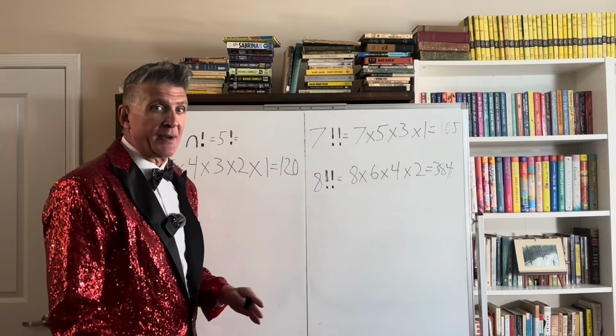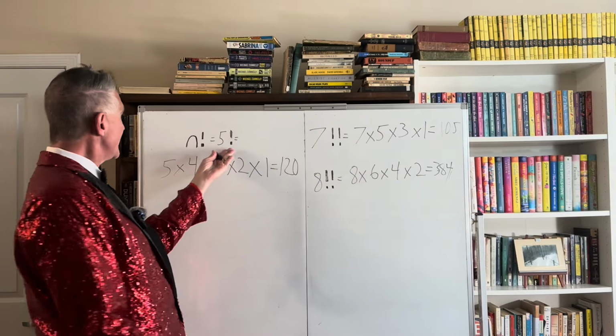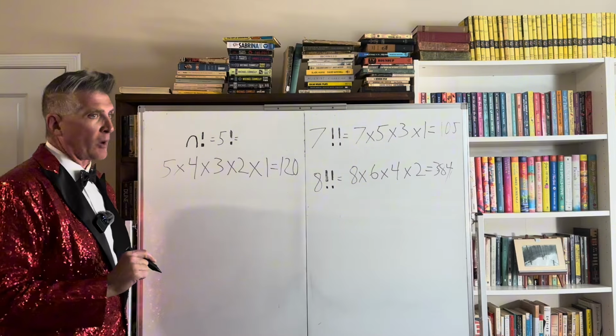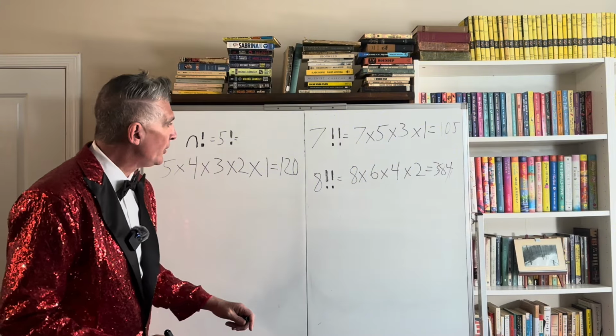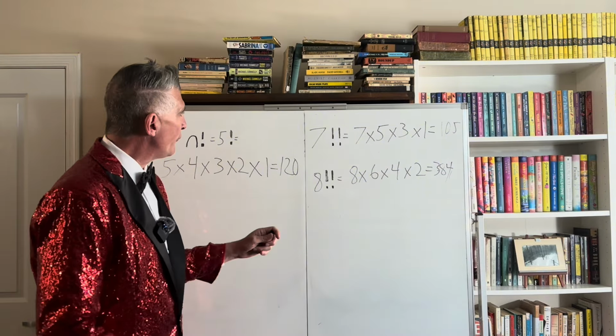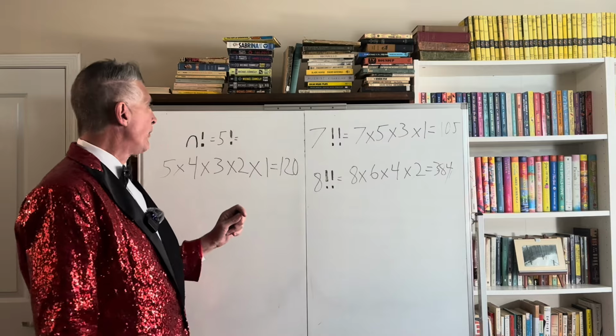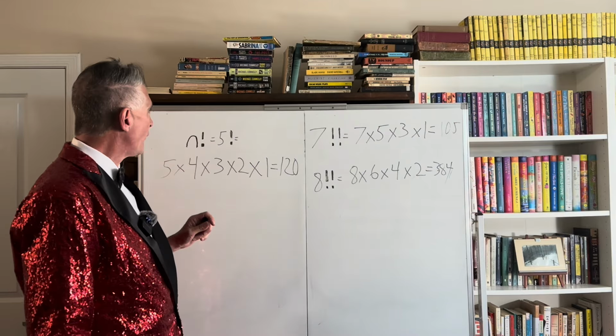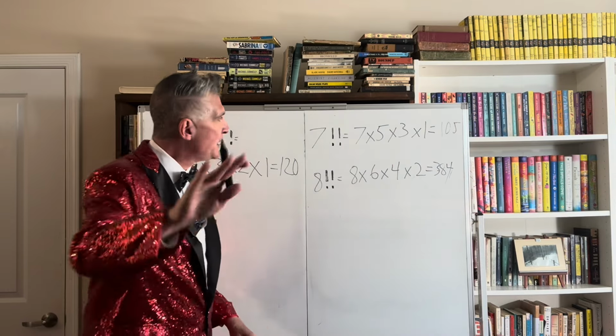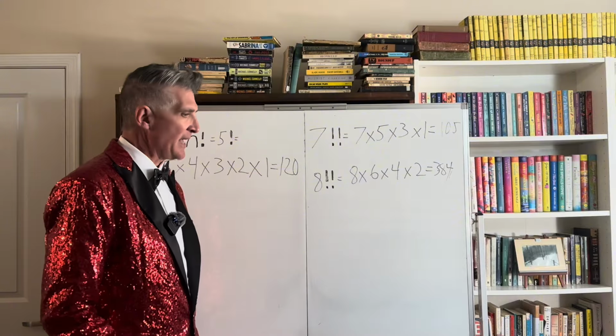You would think that double factorials would have a higher value than a single one, but it doesn't always work out that way. It did here with the 8 double factorial, we got the 384, but as you can see with the 7 double factorial compared to the single one over here with the 5, our 5 definitely is higher than the 7 double factorial.